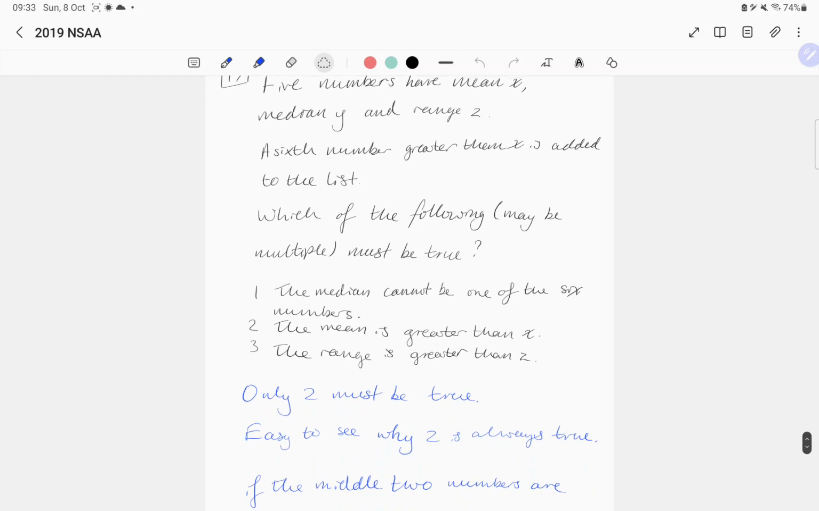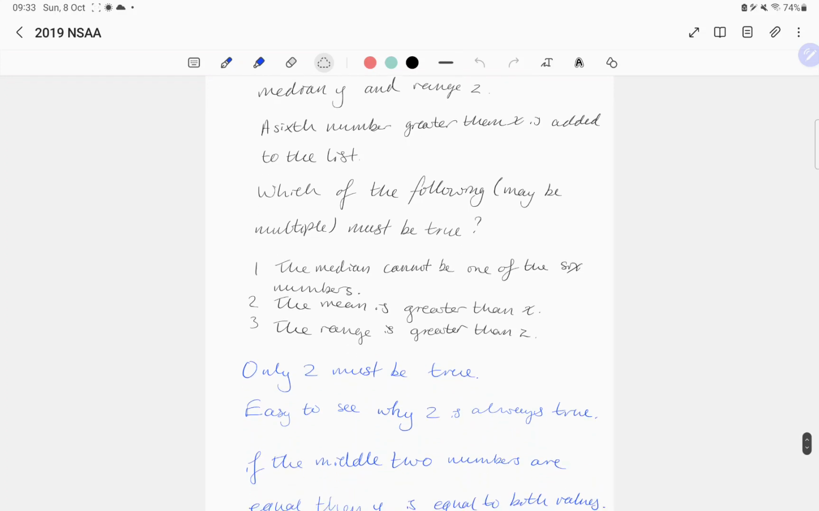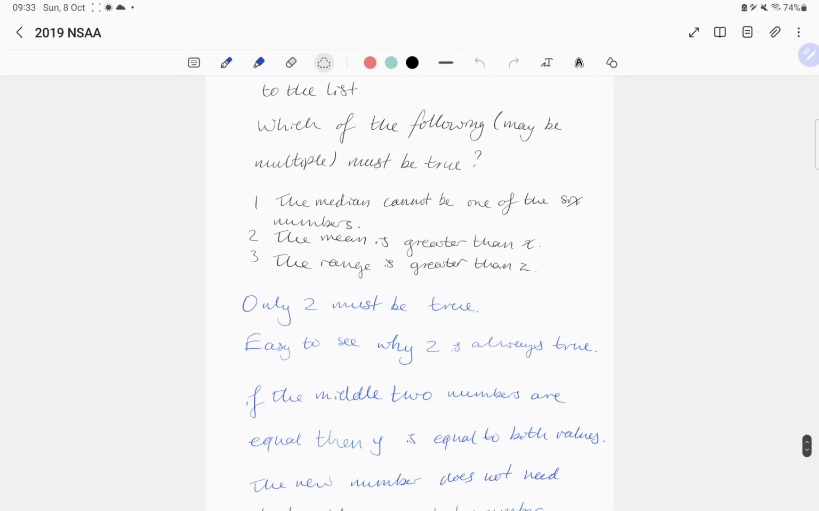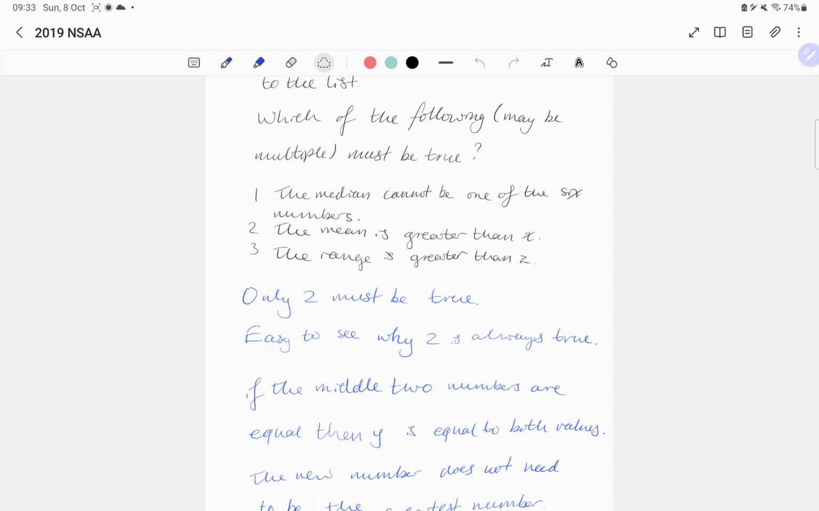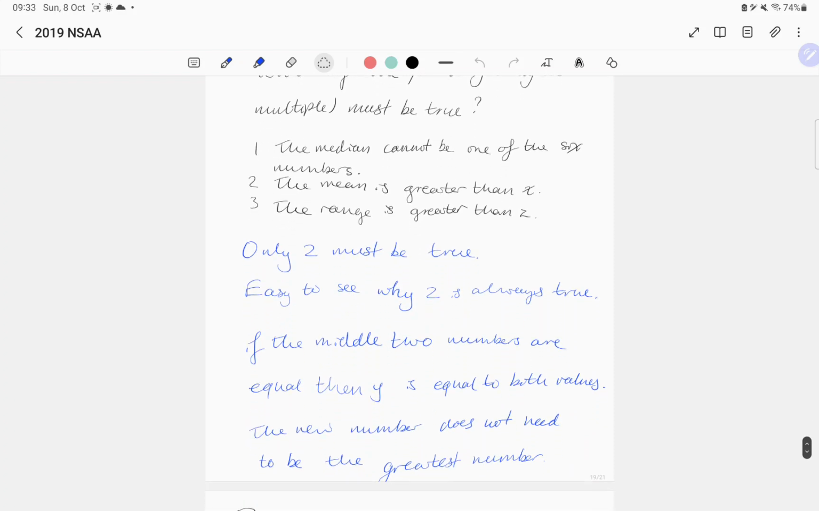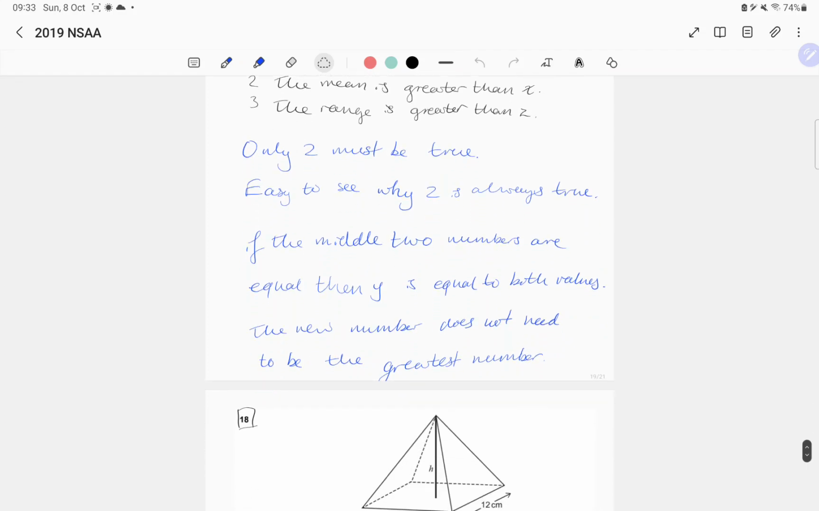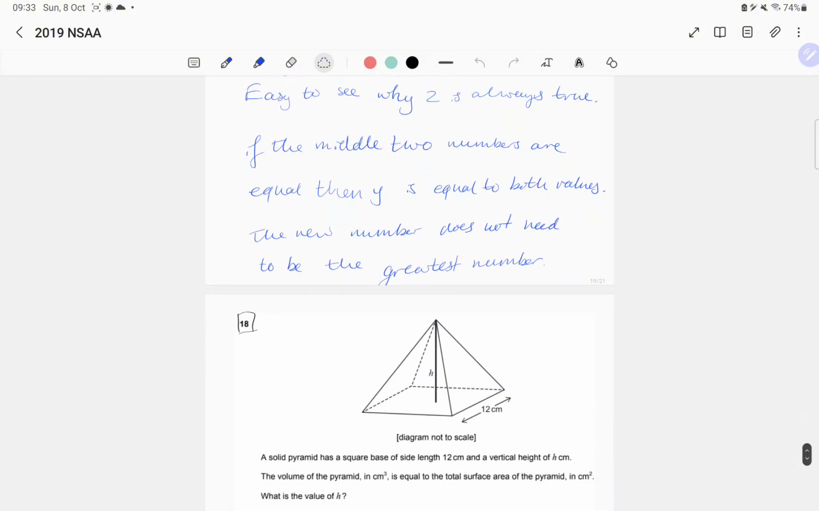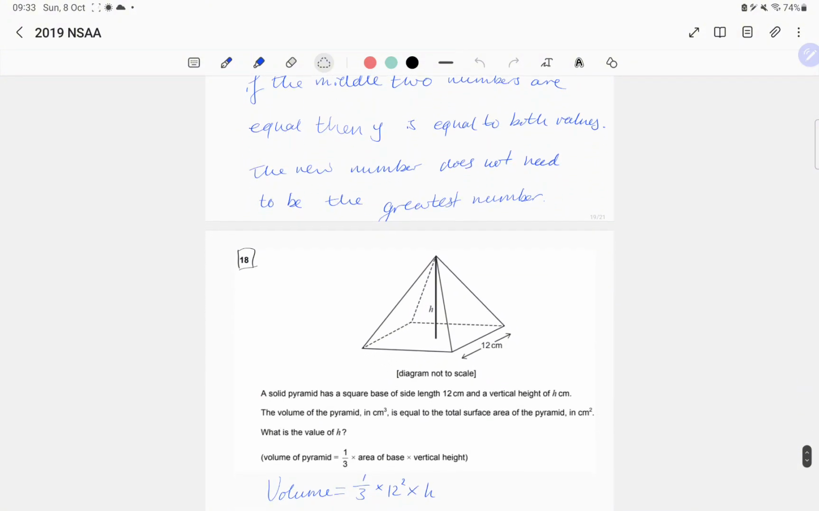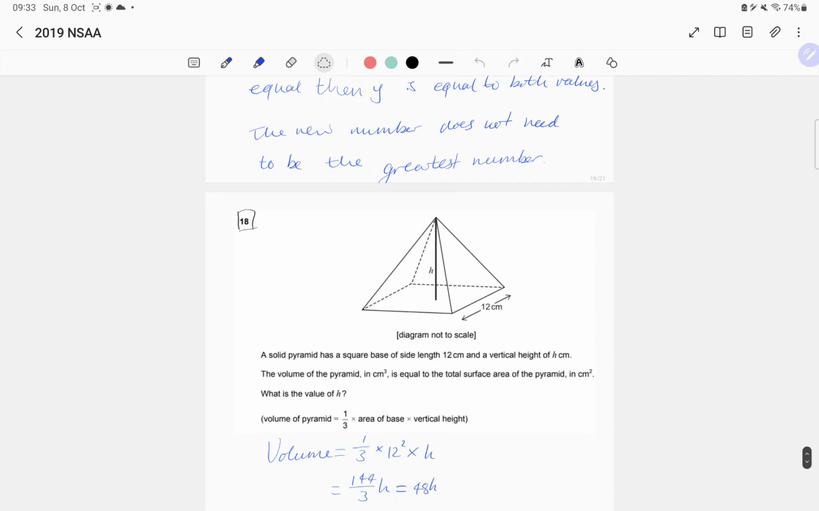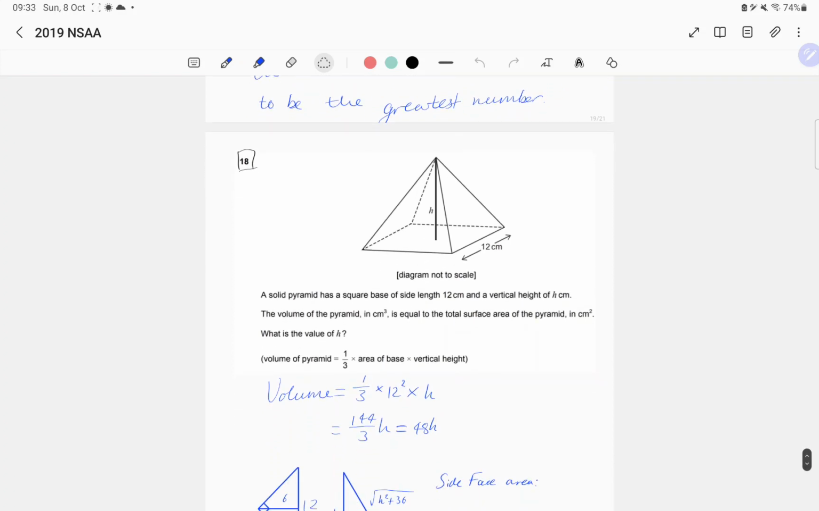It's not too difficult to see that only 2 must be true. It's easy to see why 2 is always true. Now, I'll prove that 1 and 3 are not always true. If the middle 2 numbers are equal, then y is in fact still equal to both values, and therefore is equal to a value in the list. 3 also does not have to be true, since the new number does not need to be the greatest or smallest number.